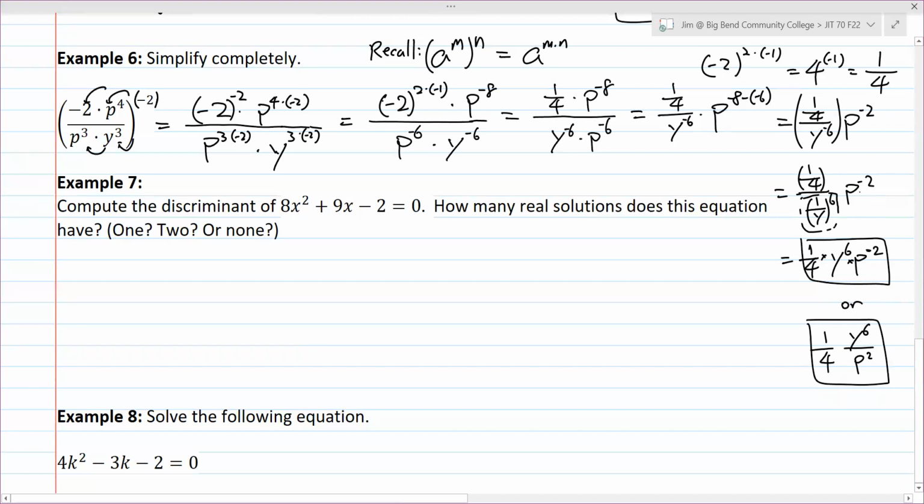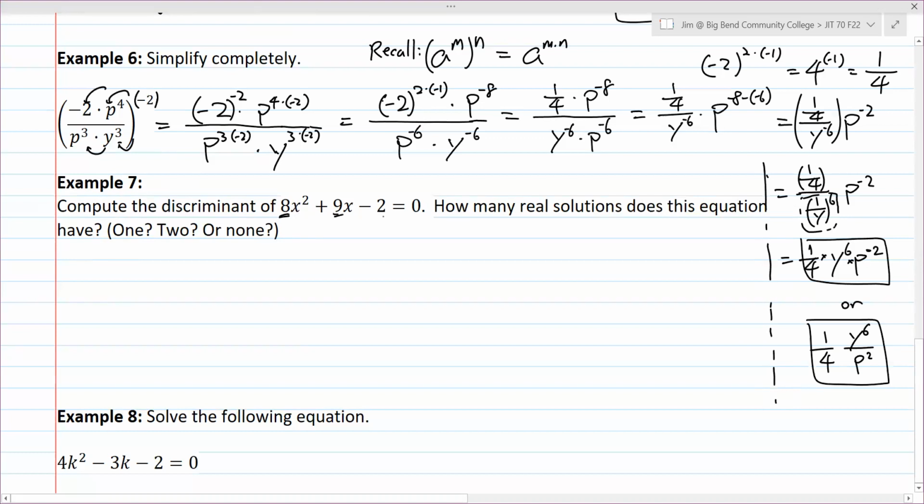All right, so that is how the simplification works on example 6. All right, now we are approaching example 7. Compute the discriminant of that equation. How many real solutions does the equation have? All right, so when you see this type of question, you'll tell that, hey, now we are dealing with the quadratic formula.